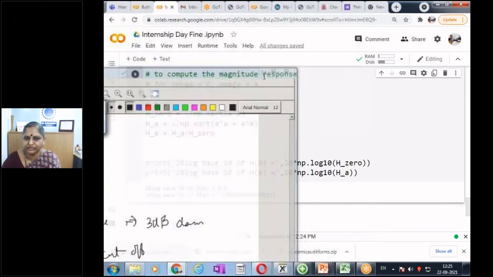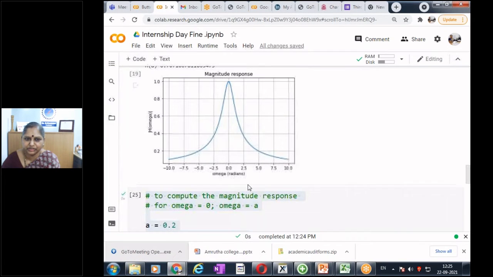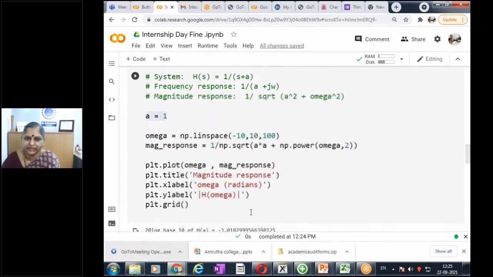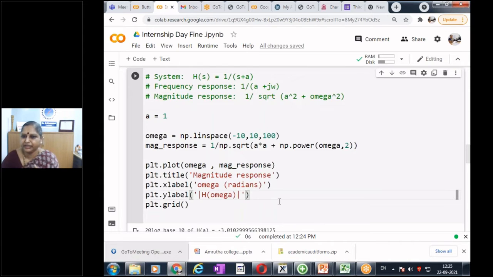So now let us go back to our magnitude response, and then let us run it. How many of you have got this magnitude response plot? The dB and phase, you don't worry. Some of you might have followed it, but others, doesn't matter. Are you comfortable with this quantity of getting the magnitude response and plotting it?